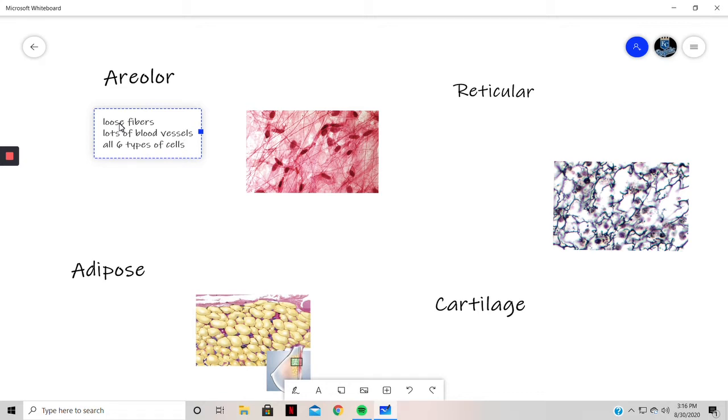And super important here. Make sure I'm spelling this right. Lays on areolar tissue. So every type of tissue, it's on top of the foundation of areolar tissue.